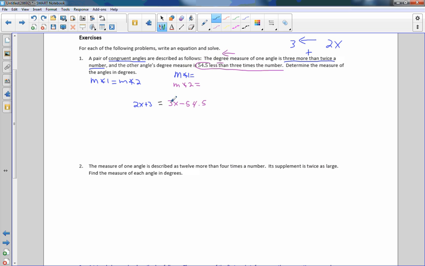Okay, I don't like working with negatives, so I avoid them at all costs. So what I'm going to do here, 3 is more than 2. If I subtract 3 from 2, I get a negative. So I'm going to move my x over here because 2 is less than 3. So minus 2x. Minus 2x. And when I do that, my x's cancel, and I get 3 equals 3x minus 2x, or just simply 1x, or x, minus 54.5. To get rid of that 54.5, I will add it to both sides.